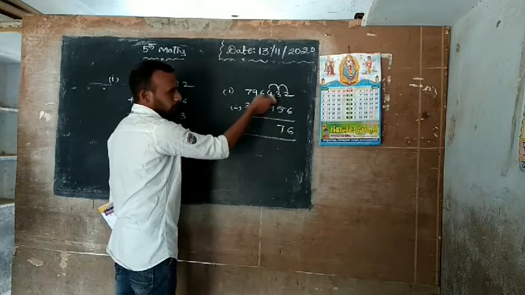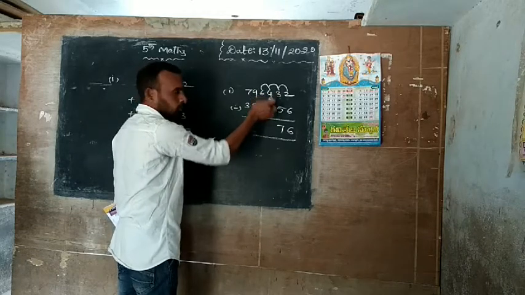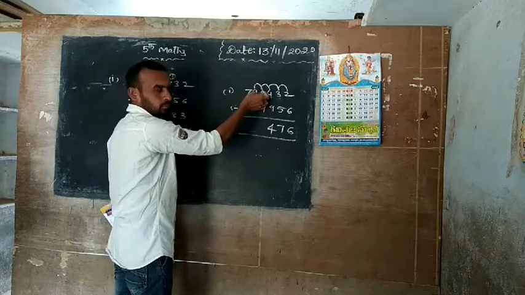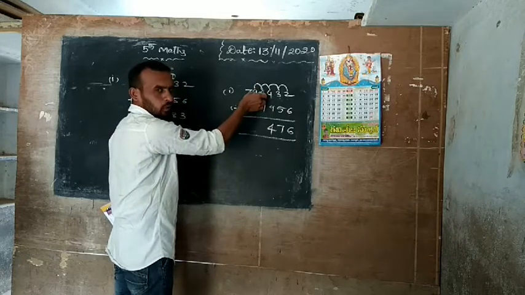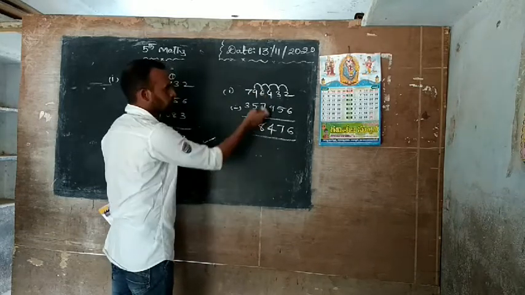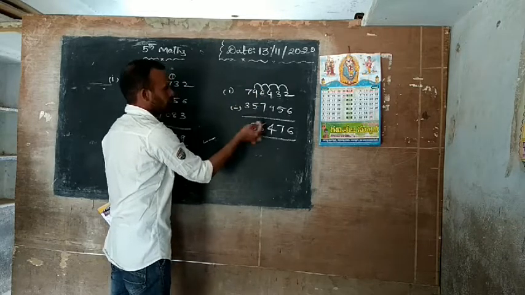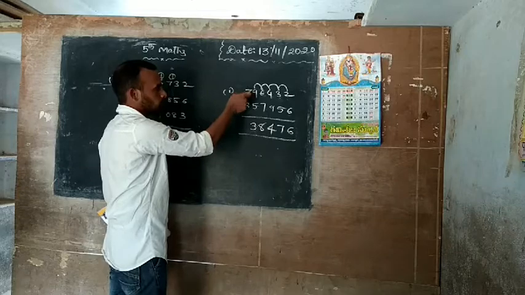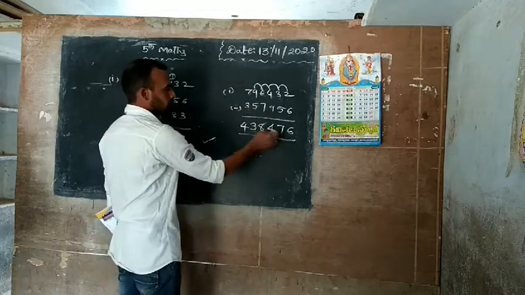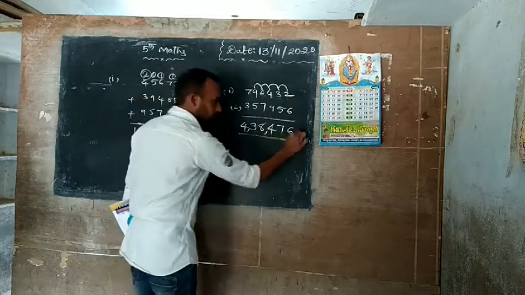So what do we have here? 3. 9 from 3, not able. So 13. 9 from 13, 4. Here how much? 5. Now borrow. 15. 7 from 15, how much? 8. Yes or no? See how much here? Remaining 8. 5 from 8, 3. So here how much? 7 already here. So 3 from 7, 4. So what is the answer now? 1, 10, 100, 1,000, 10,000, lakh. 4 lakh 38,476 is the answer.